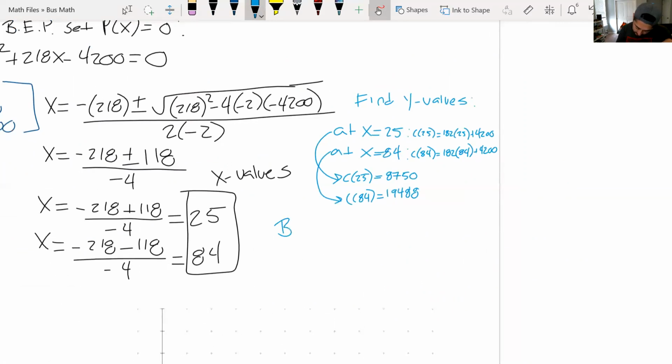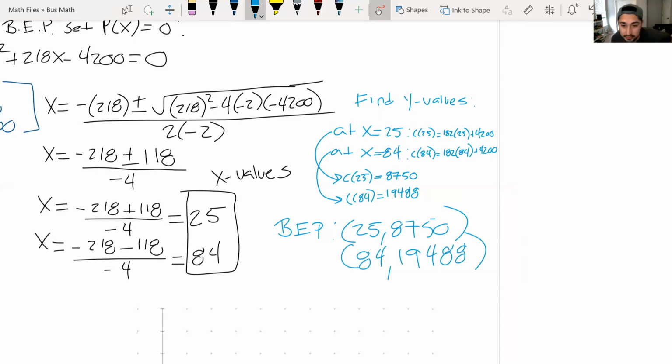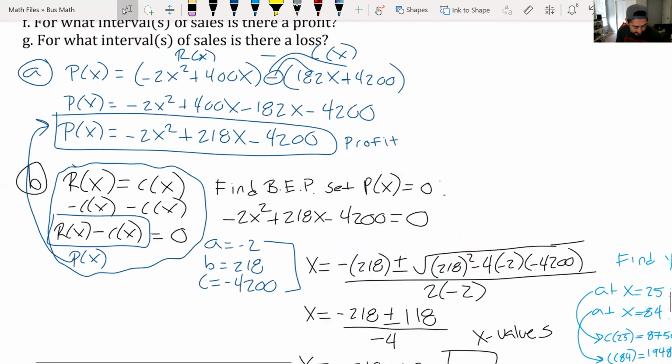So our break-even points are going to be 25 and 8750, and then 84 and 19,488. Perfect. These are our break-even points. Again, it is a process. It's a struggle, but hey, it's just algebra. You got to get through it. So all of that was B.